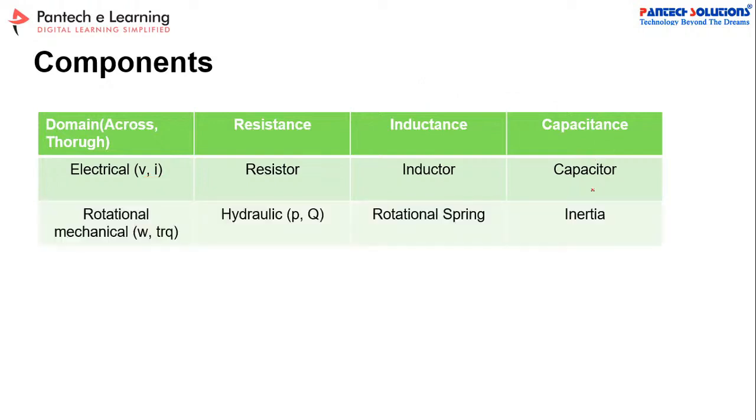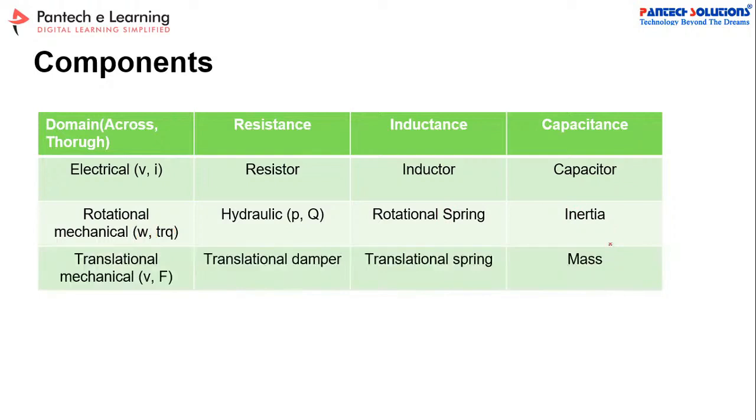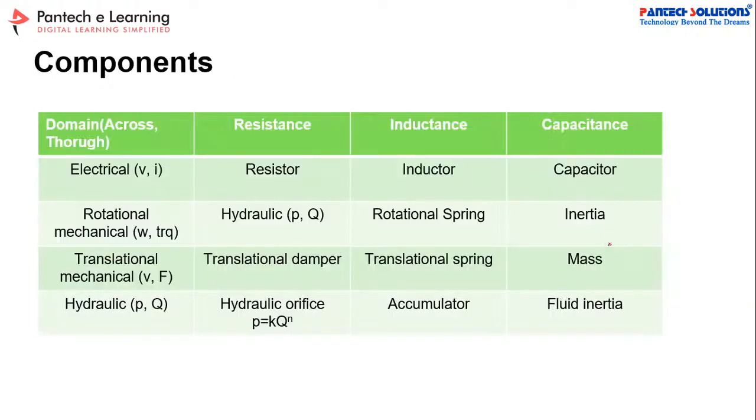Similarly, for the rotational mechanical system, W is the rotational speed, and then torque, right? For that one, hydraulic has the equivalent resistance parameter, then the inductance parameter, and capacitance is the inertia parameter. Like that, you can integrate all the domain systems: hydraulic, translational, rotational, and electrical. Similarly, you can take thermal also.